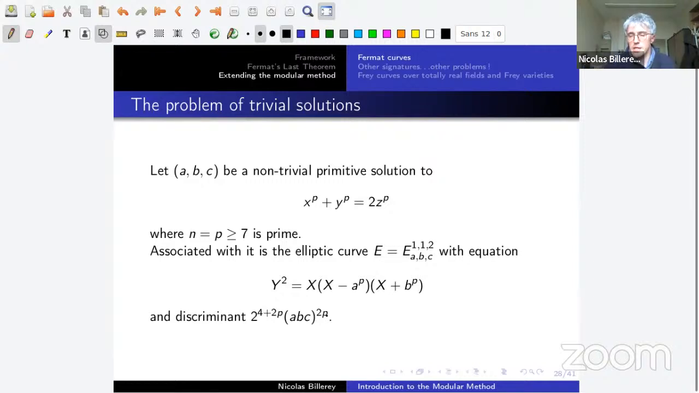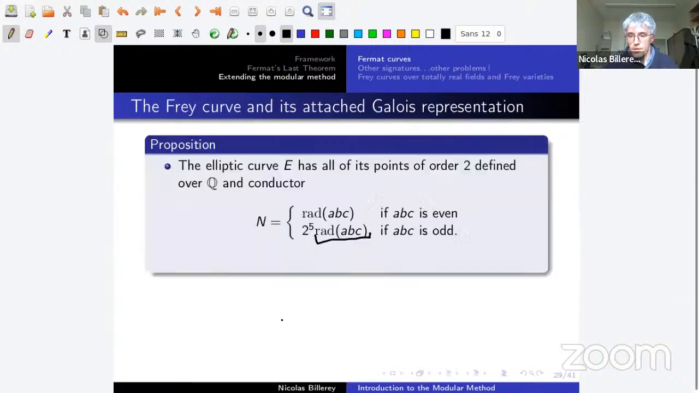So it's exactly the same situation as in the case of the Fermat equation, except that the situation is a bit more complicated at two. And that's why we have to distinguish between the case of ABC being even and ABC being odd. And so basically after level lowering, here you get 2, and here you get 2 to the 5.